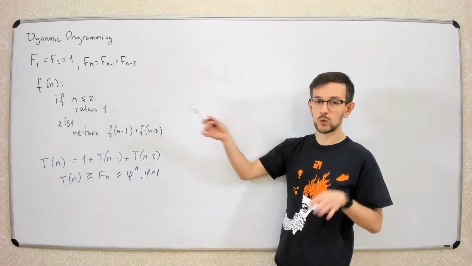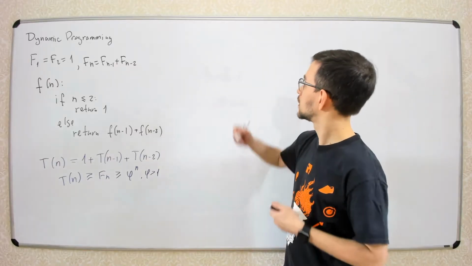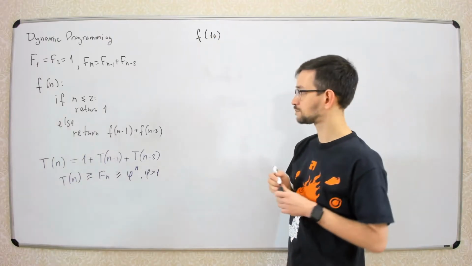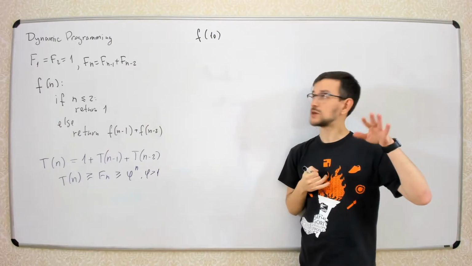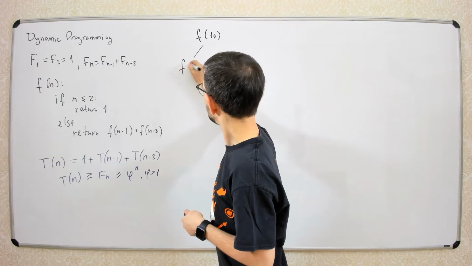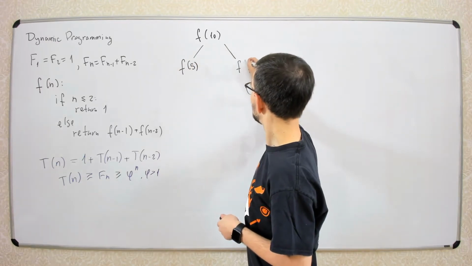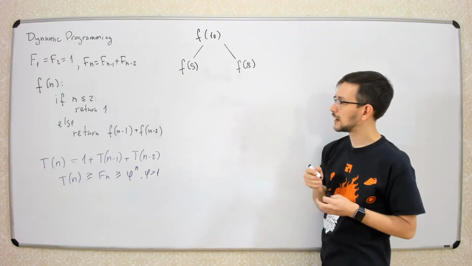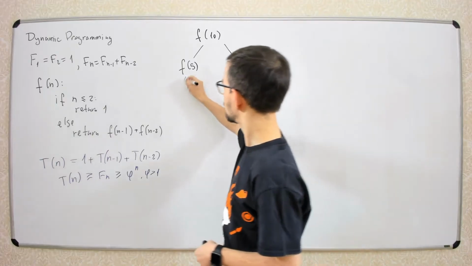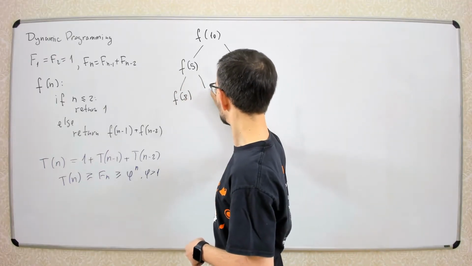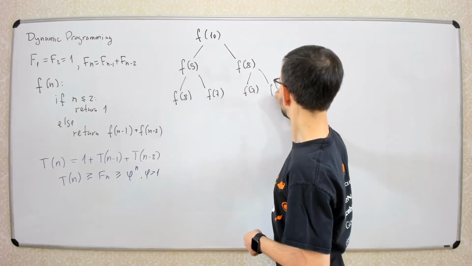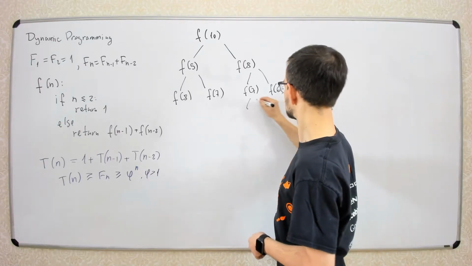Let's look at what's happening when we run this recursive function. For example, if we run the recursive function f with parameter, let's say, 10. We started this recursive call. Now we make two recursive calls. The first recursive call is with parameter 9 and the second with parameter 8. And each of these two recursive calls makes another two recursive calls. So we have here two recursive calls with f of 8 and f of 7, and here we have f of 7 and f of 6, and so on.